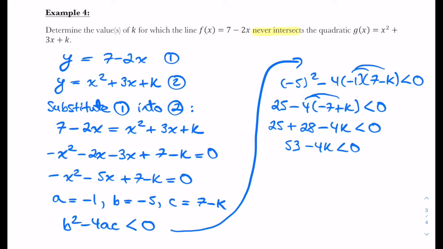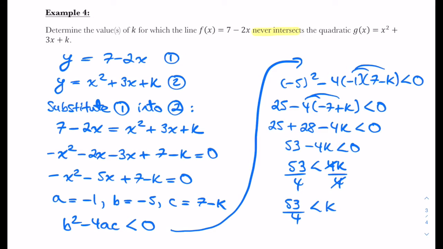And now we can go ahead and solve for k. So I'm going to bring the negative 4k to the right-hand side of the inequality. 53 has to be less than positive 4k. Dividing both sides of the inequality by 4 gives us the following. We've shown that 53 over 4 has to be less than k, and that's going to be the condition that ensures the linear function never intersects the quadratic function.